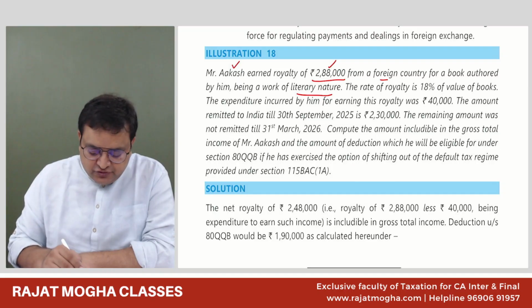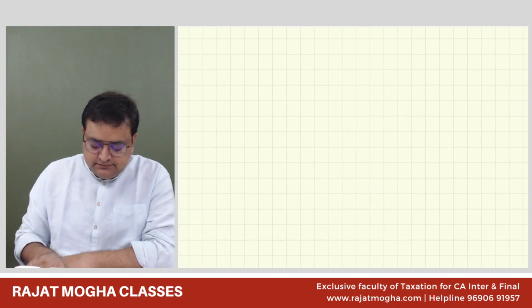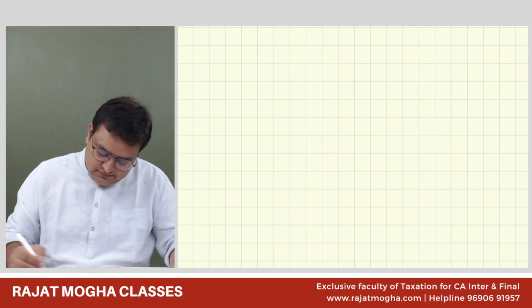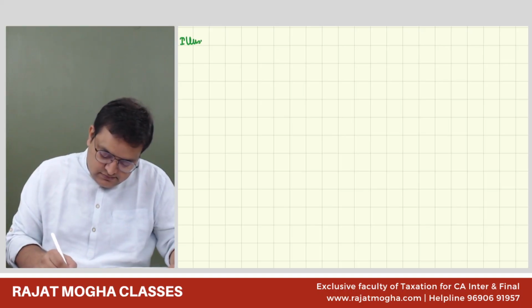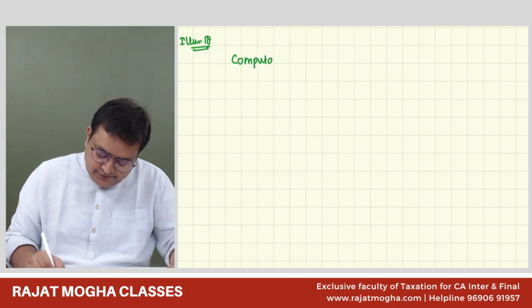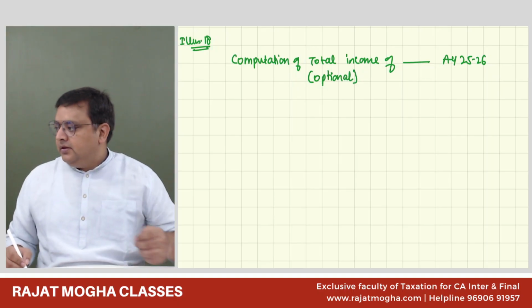So I would like to write this question. Please do write with me. Illustration number 18. Let me compute the total income of so-and-so for assessment year 25-26. This person is following the optional regime. Correct.